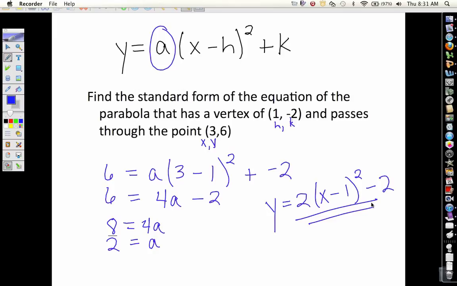Now when you go back to write your standard form, make sure that you include your y and your x. The only thing that you should have substituted for is your a, your h, and your k. So you have your vertex and then how it opens and how wide the graph is going to be. That's what would be represented.